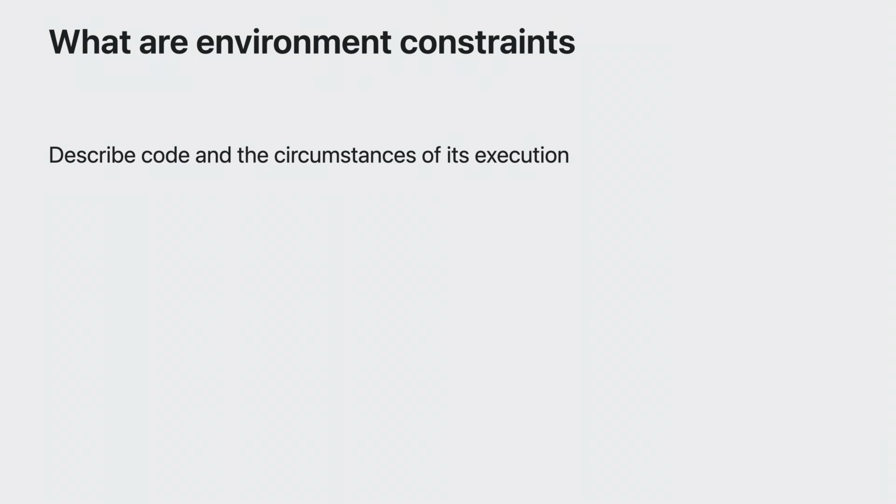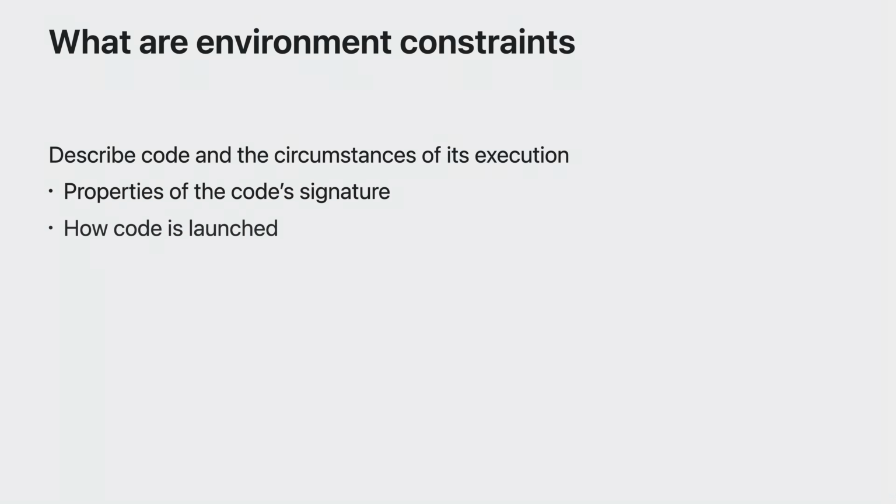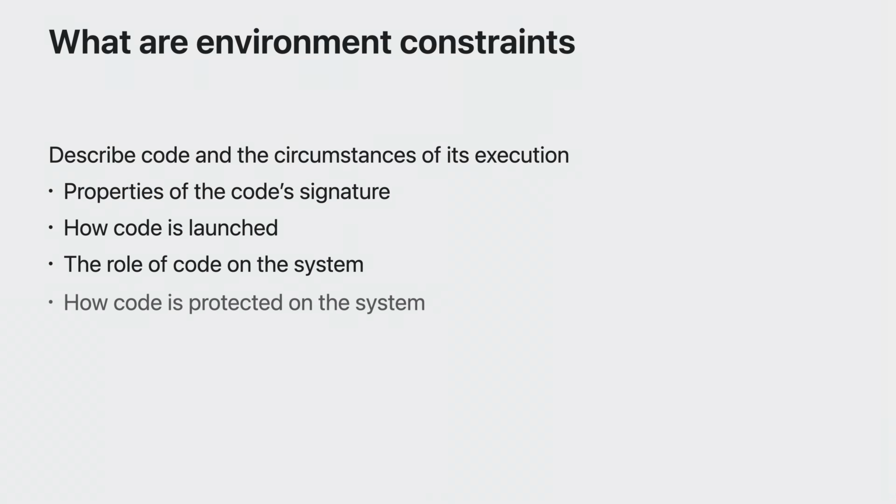Fundamentally, they are a way to describe code, not just what the code is, but how the code is expected to exist and run on the system. In macOS, we use environment constraints for a variety of purposes.